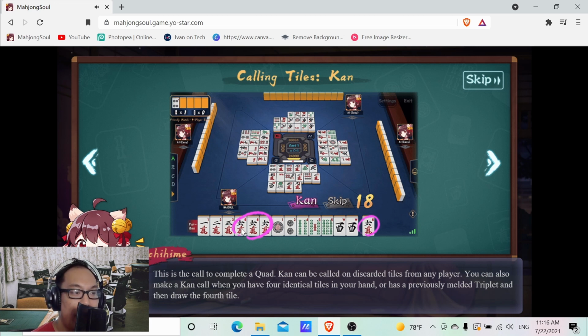Because let's say you have 3 6s and then you drew another one. But let's say you also had a 7 of characters and 8 of characters. You can basically declare Kan and basically put those 4 6s to the side. However, you also have a sequence of 7 and 8 of characters, and obviously if you have 3 6s, that makes a triple, and then you have 6 7 8, which also gives you another pattern, which is a sequence.